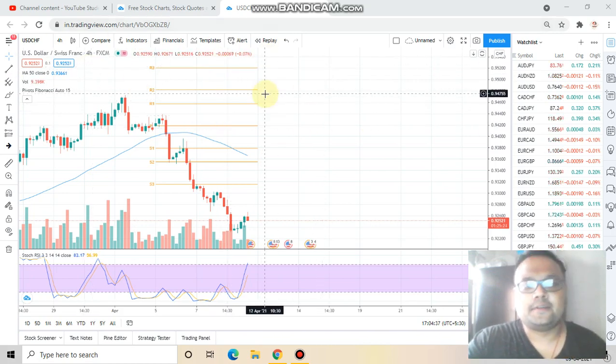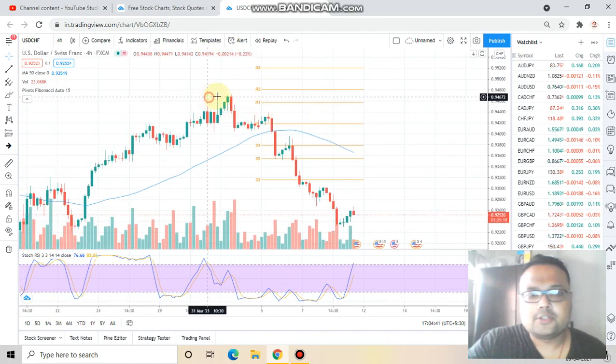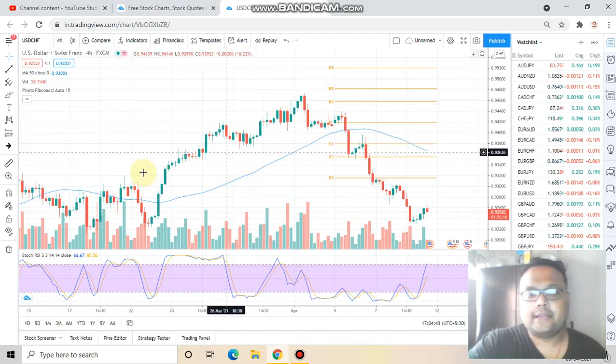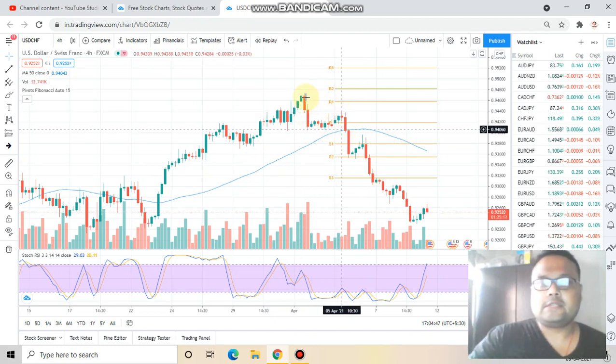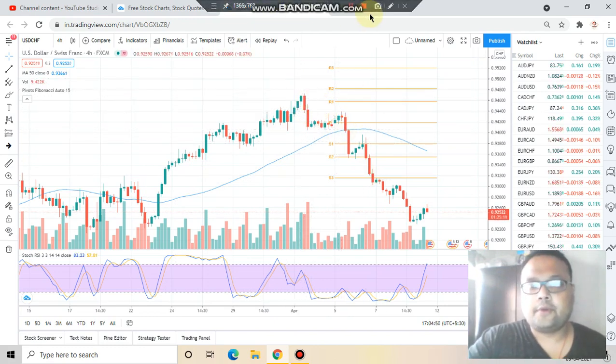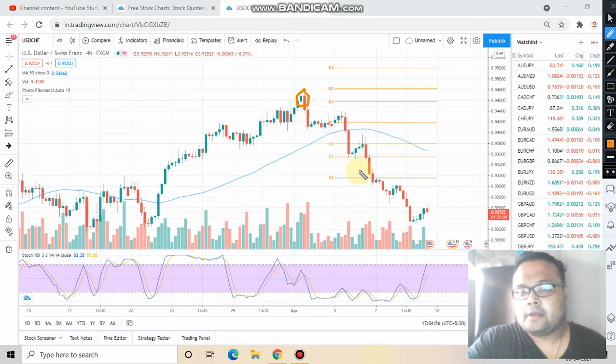So let's get started. This is the chart of US dollar Swiss franc. As you can see right now, market fell big time. There was huge selling pressure from this particular point, and market almost came down to this particular point right now. So what should we do now?